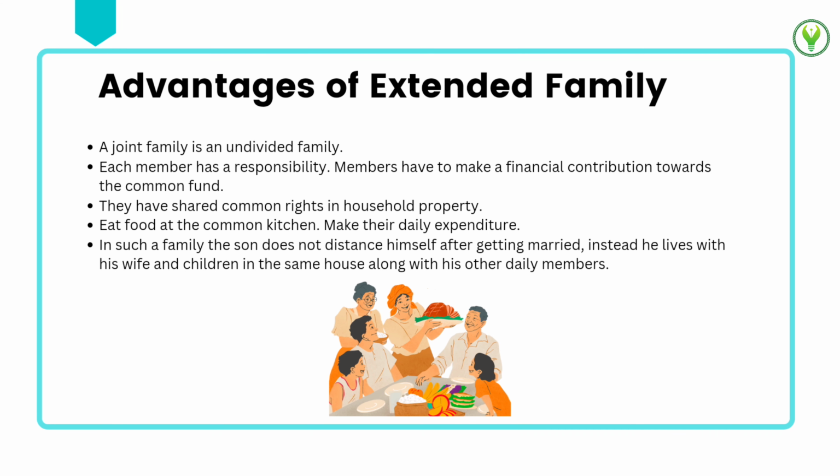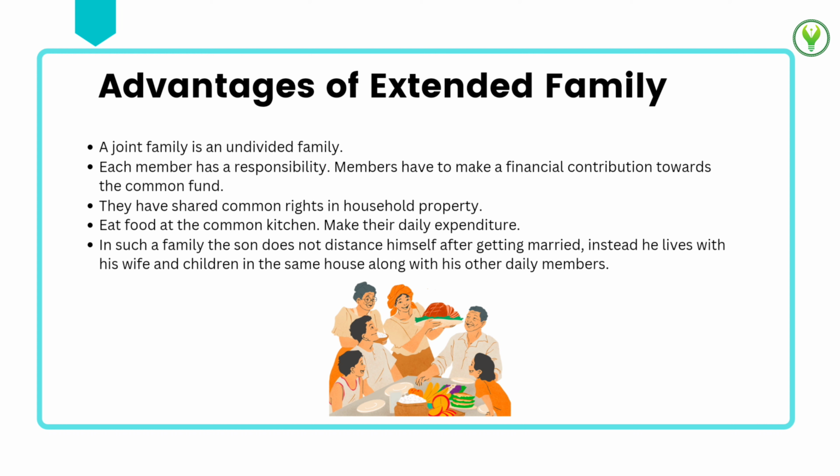A joint family is an undivided family. Each member has a responsibility. Members have to make a financial contribution towards the common fund. They have shared common rights in household property. They eat food at the common kitchen and make their daily expenditure. In such a family, the son does not distance himself after getting married. Instead, he lives with his wife and children in the same house along with his other family members.